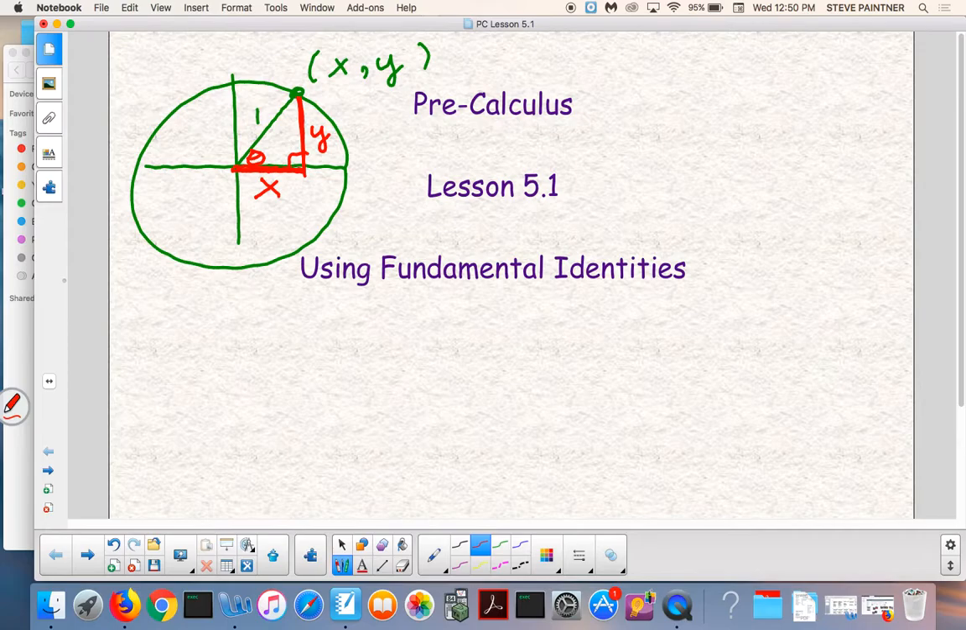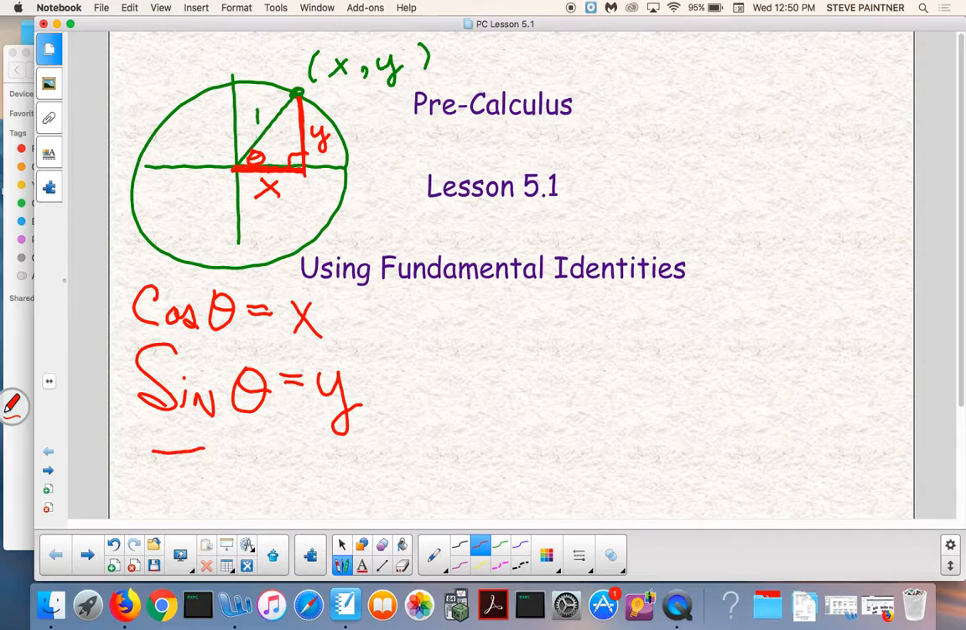Okay. Tell me this. Cosine of theta equals, and sine of theta equals. Cosine equals adjacent over hypotenuse. What does it equal? X. Sine equals? Y. Tell me what tangent equals. Okay, y over x. Yep. Everybody agree?